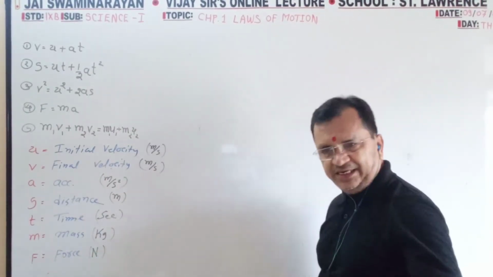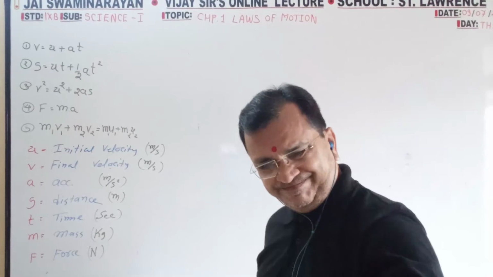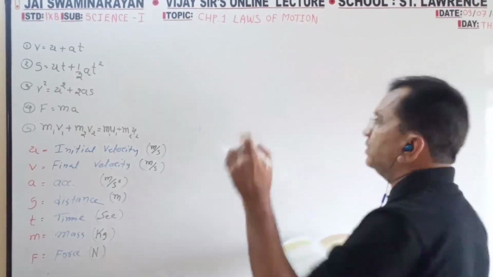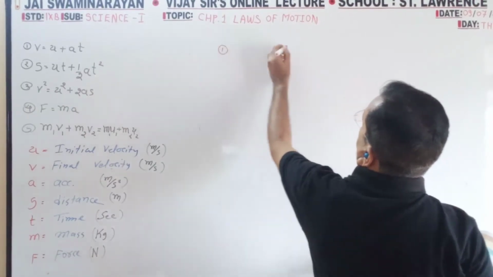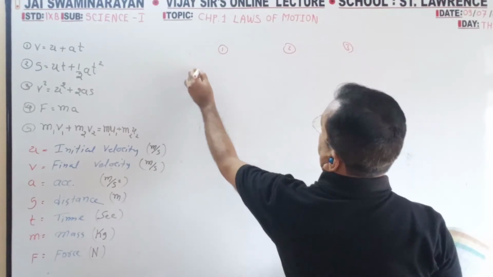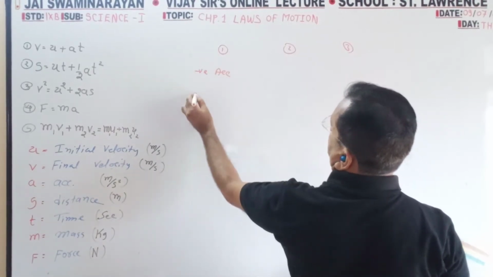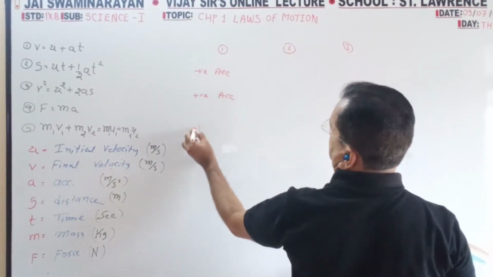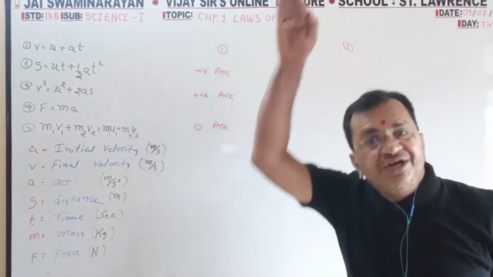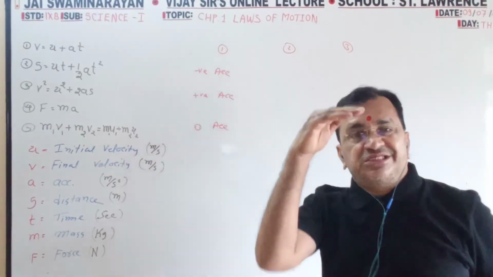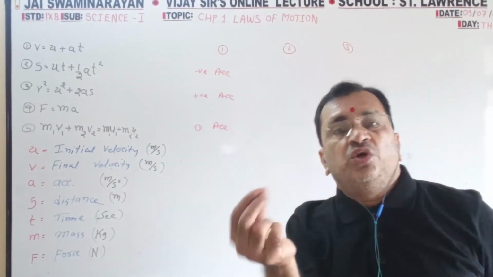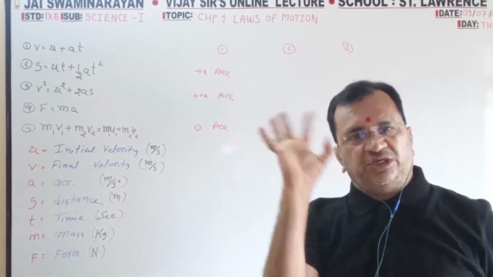Everything I will not write, I will write in short. First column, second column, third column. First is what? Negative acceleration, positive acceleration, zero acceleration. Speed decrease, negative acceleration. Speed increase, positive acceleration. No change in the speed, zero acceleration.